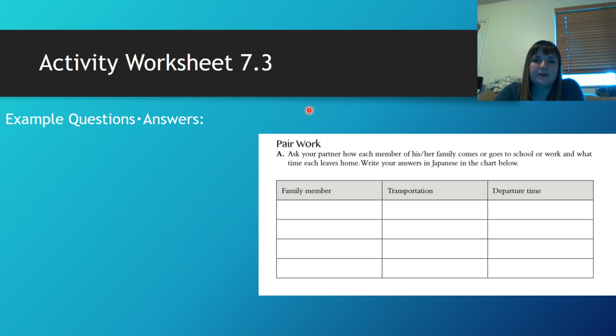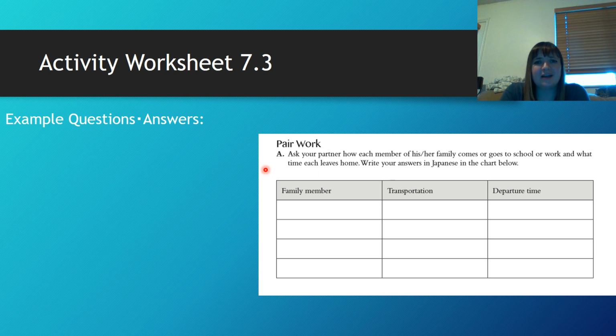What you're going to be doing today with your partner is asking your partner how each member of his or her family comes or goes to school or work, and what time each person leaves home. You're going to need to write your answers in Japanese in the chart below. We've got a spot for your family member, the mode of transportation, and the time they leave. You're going to find out both pieces of information.